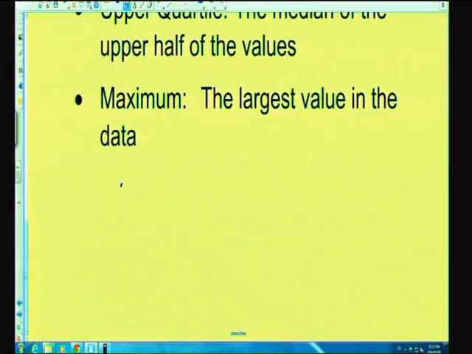So let's just talk about that quickly. So I've got 4, 5, 6. I'm just going to use some random data here. 7, 8, 9, 10. That should be fine. Now, if I'm looking at this, this would be the minimum. This would be the maximum.